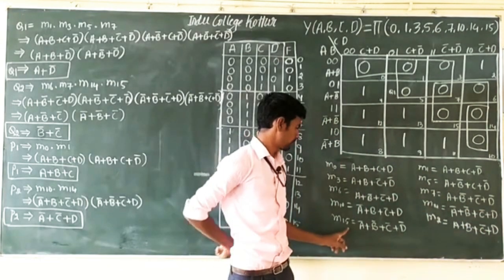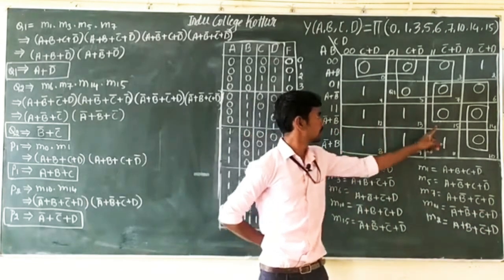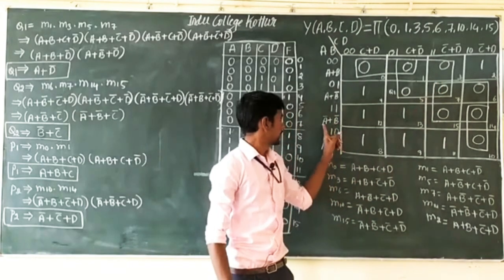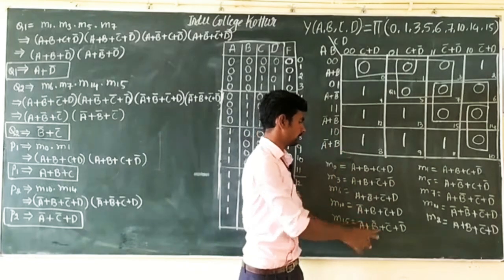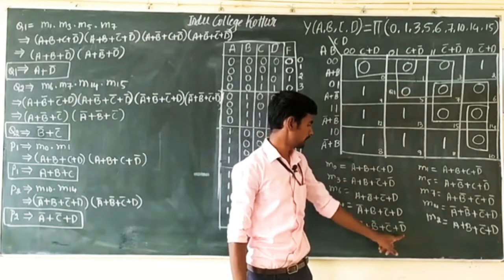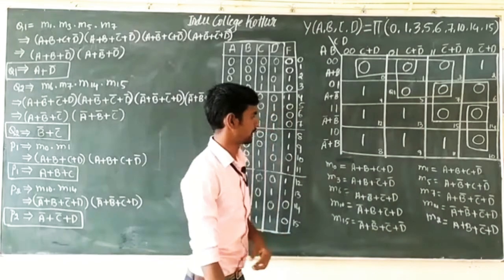Final value, 15. M15, third row, third column: A complement plus b complement plus c complement plus d complement.